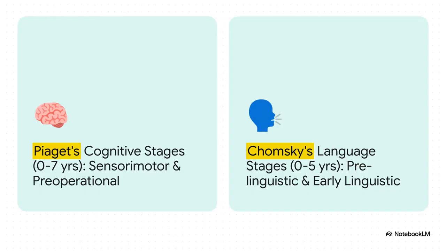And here is where it gets incredibly cool. Notice the direct, striking parallel between Piaget's early cognitive stages and Chomsky's language phases in those crucial first 7 years. Piaget's sensorimotor stage, where babies learn through touch and movement, aligns perfectly with Chomsky's pre-linguistic phase of babbling. Then, as the child enters Piaget's pre-operational stage, where they start using symbols and imagination, they simultaneously hit Chomsky's early linguistic stage, rapidly picking up vocabulary. The mind and the tongue are basically developing in perfect synchronization.